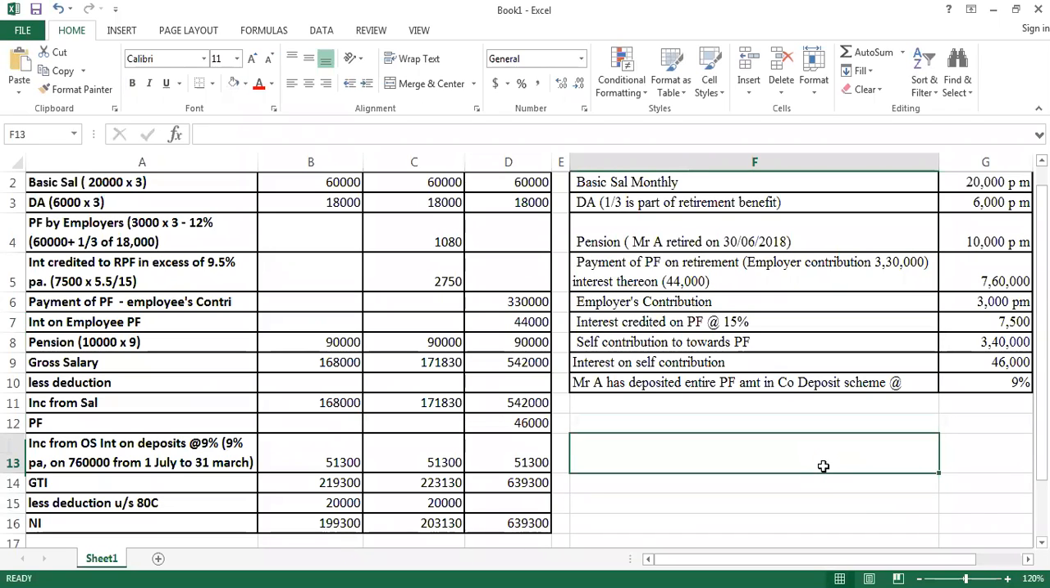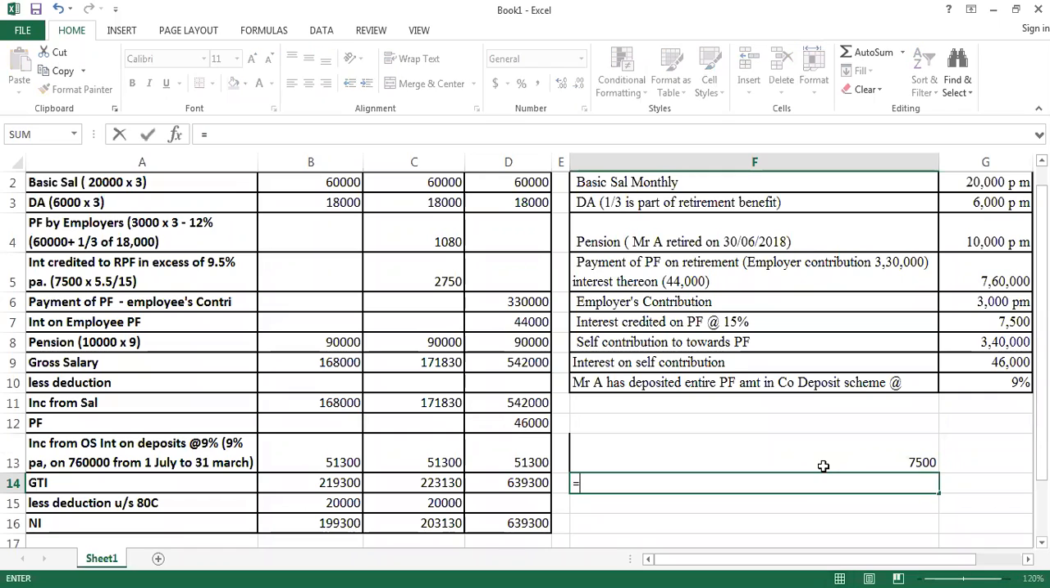Okay. How much is the interest received? 7,000 rupees. Right? Interest received is 7,500 rupees per year. Fine. Now we have to check by what percentage it is in excess of 9.5%.